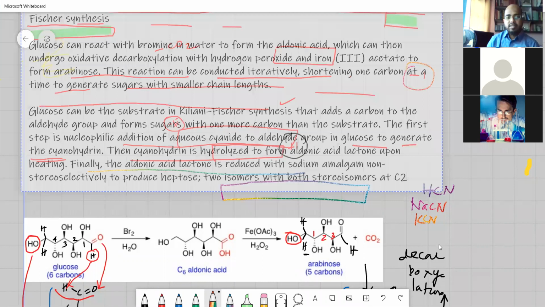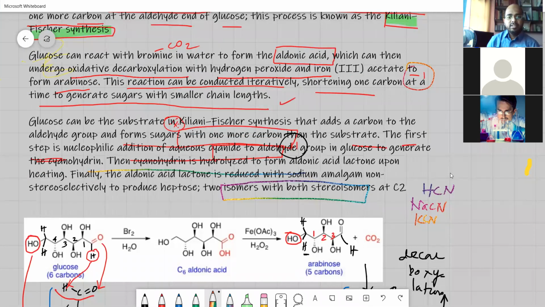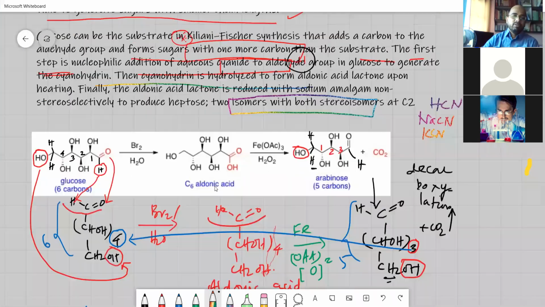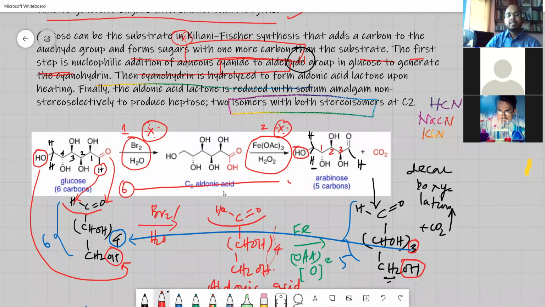Okay, first thing is Ruff degradation. What you have to remember as the important part is using bromine in water. Second part, Fe(III), hydrogen peroxide. So you take 6 carbon atoms, you get 5 carbon atoms. That is Ruff degradation.